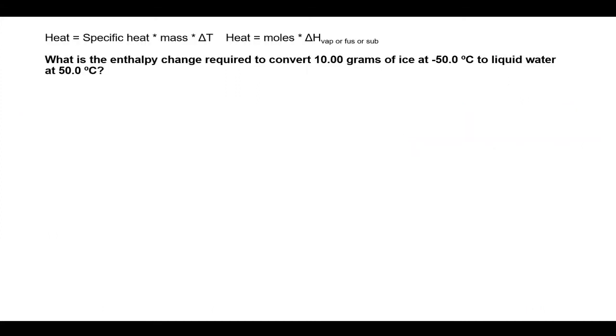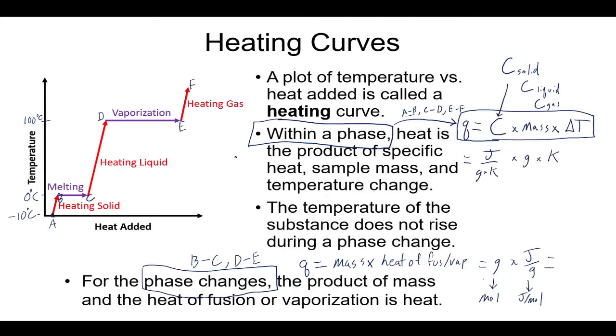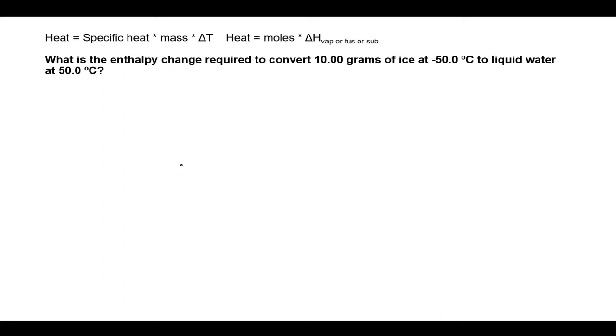So, all that said, let's try to solve this one. What is the enthalpy change required to convert 10 grams of ice at negative 50 degrees Celsius to liquid at 50 degrees Celsius? A lot of times for these problems, it really helps to draw this heating curve. That would be my first suggestion when you're trying to calculate the amount of heat or the enthalpy change required to convert solid to liquid, solid to gas, or liquid to gas. You're going to need some of these constants we talked about, specific heat, heat of vaporization or fusion, but it makes it a lot easier if you draw a diagram.